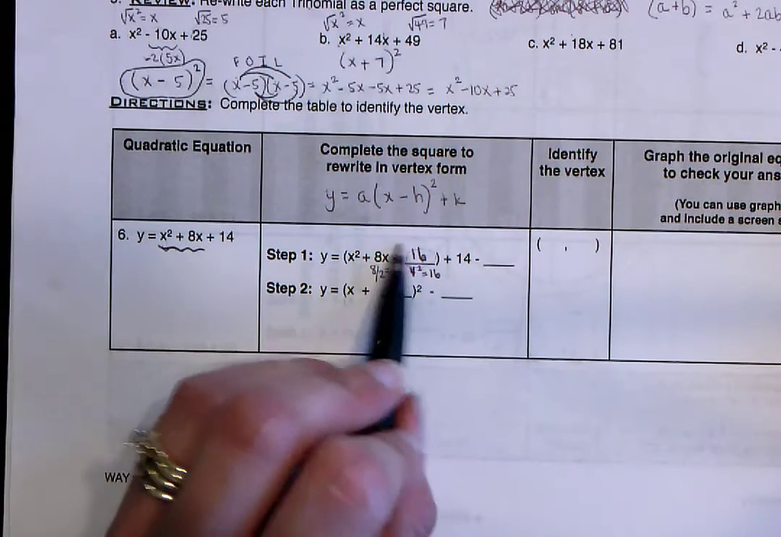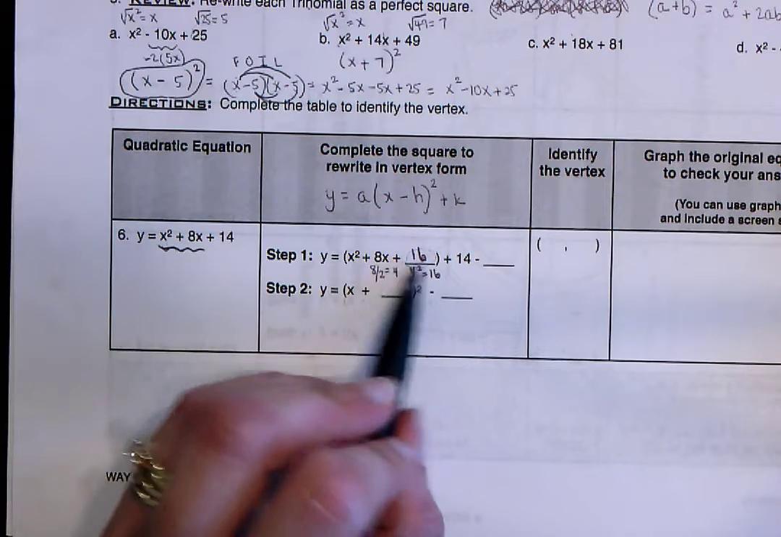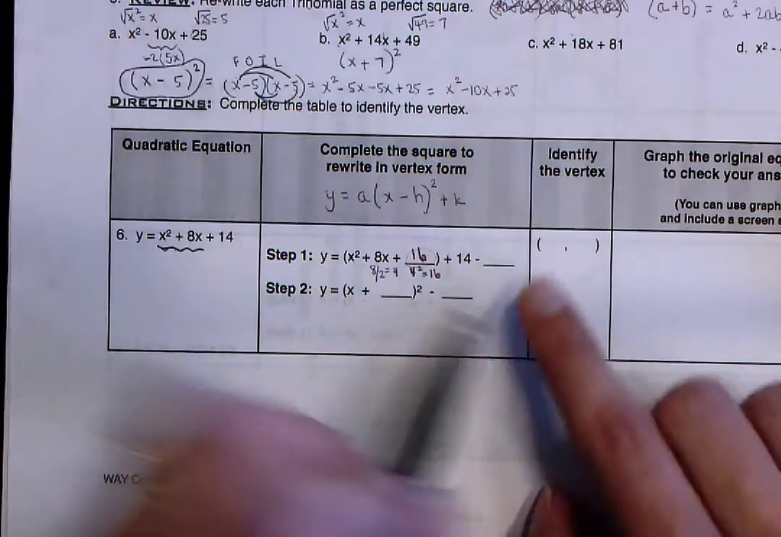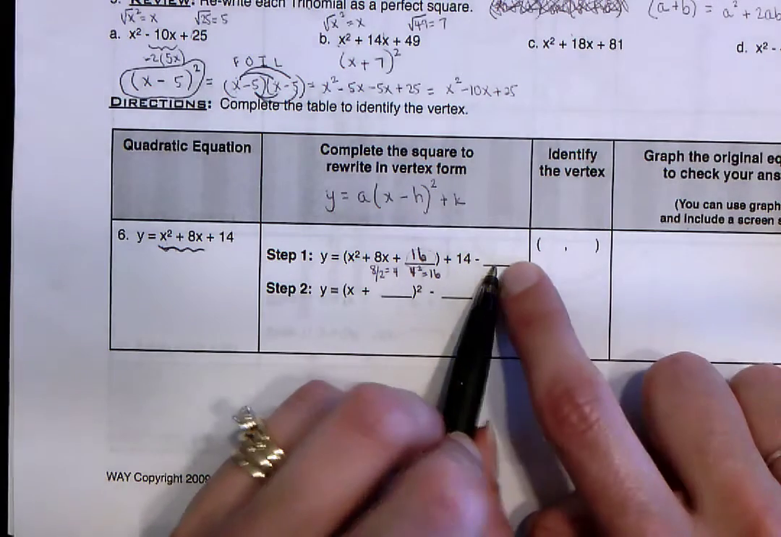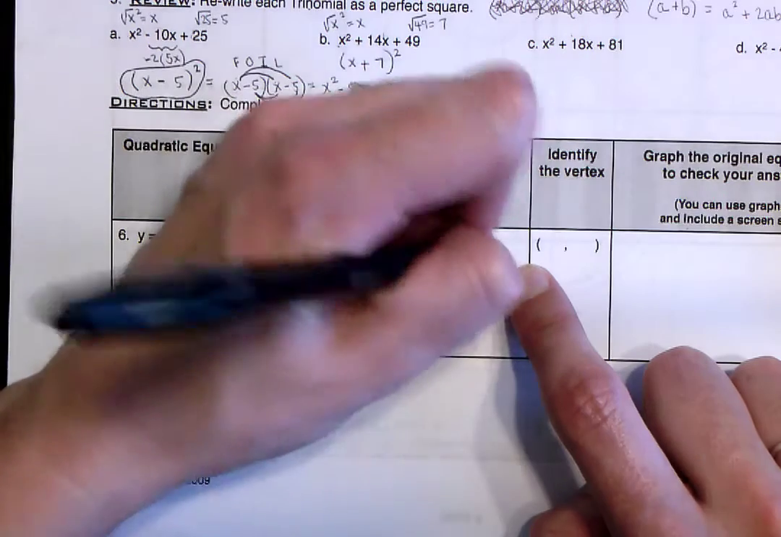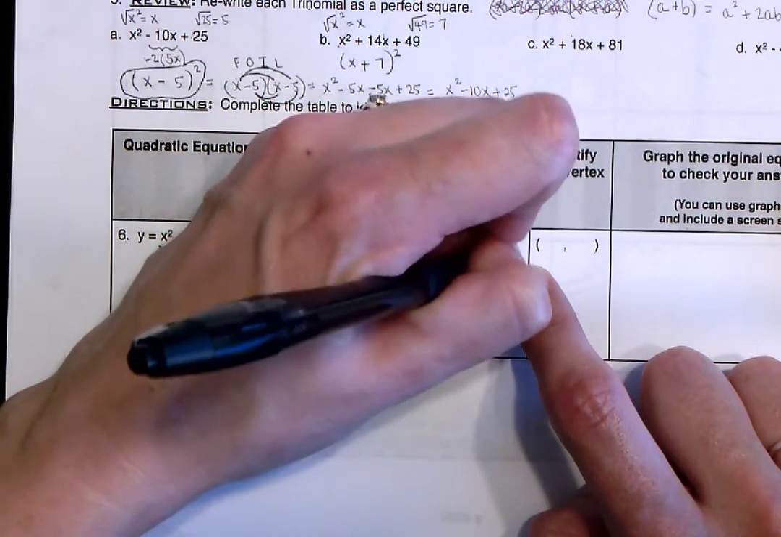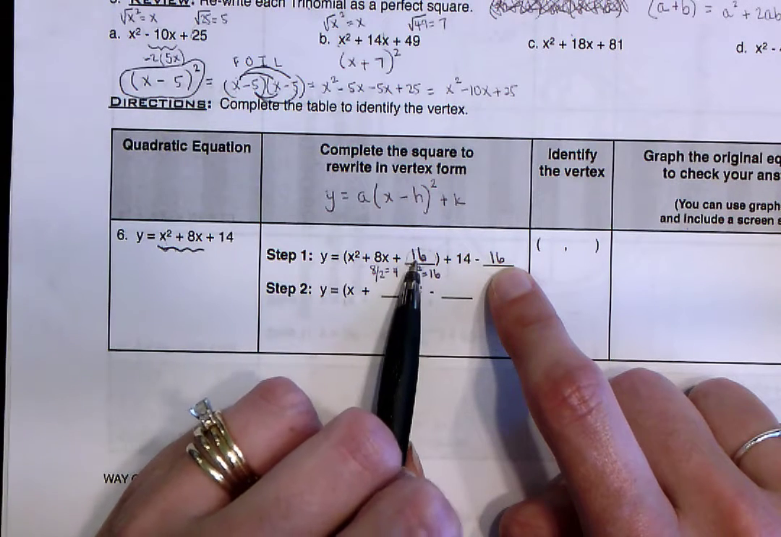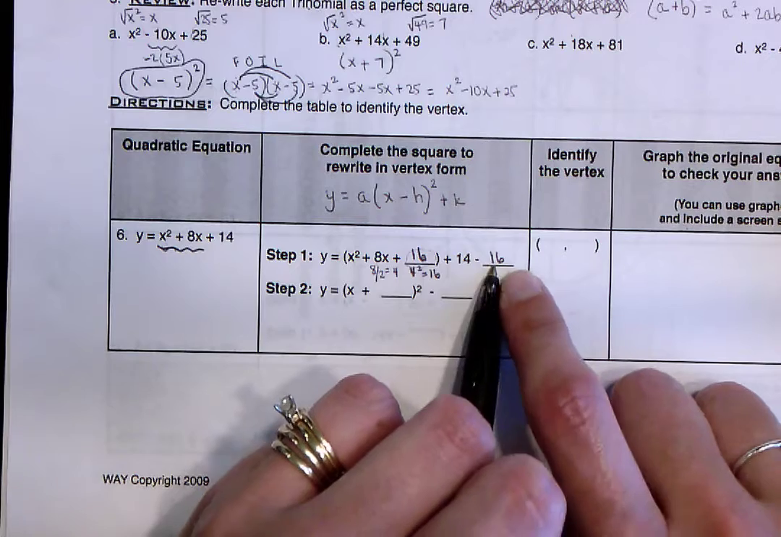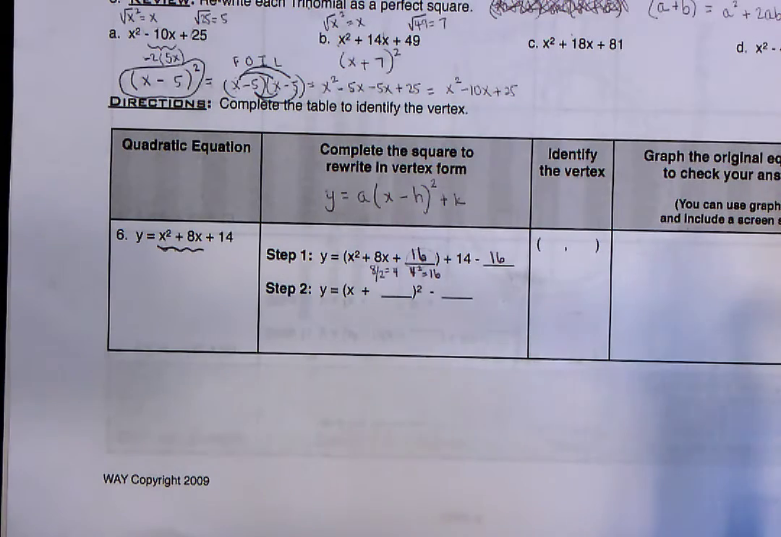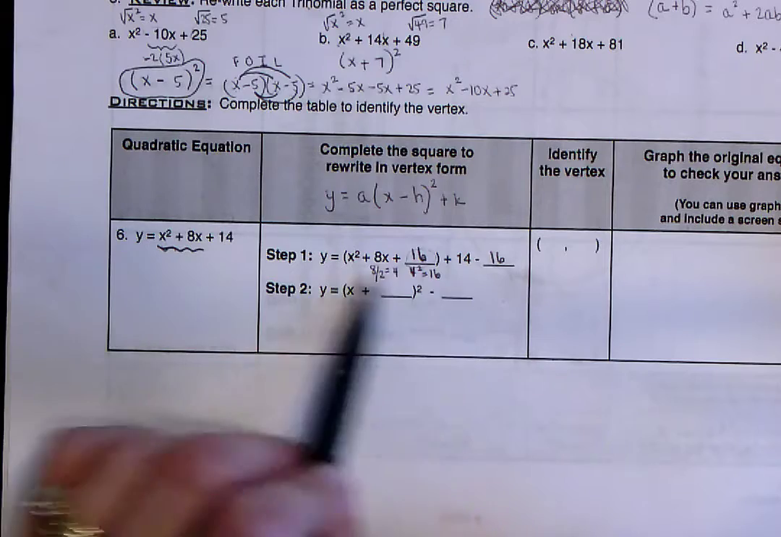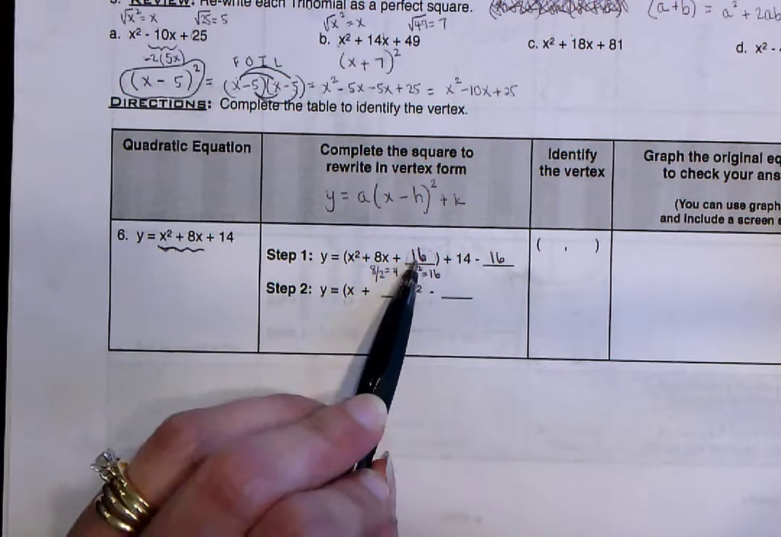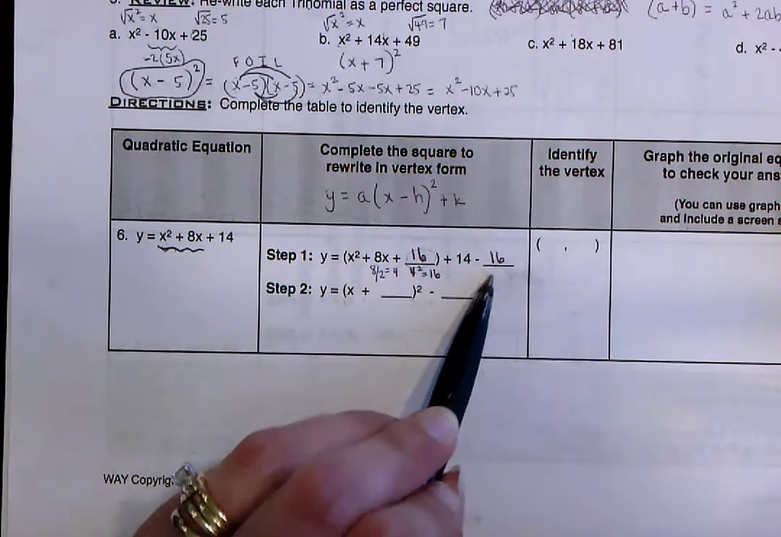So since I added something on the inside of the set of parentheses, in order to not change the value of the quadratic, I have to also subtract it over here. Okay, so if I put the same number that I added over here and I subtract it, just think about that. 16, if I add a 16 and then I subtract a 16, that's going to be equal to 0. So that's good. I haven't changed the value of the quadratic if I do that. So that's really important to do. When you complete the square and you add something, you also need to subtract it.